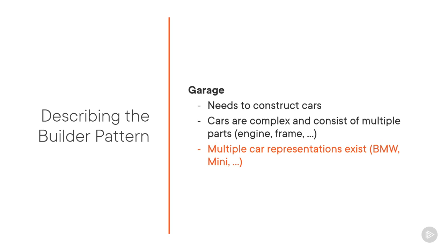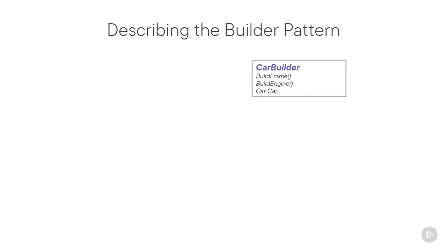BMW is a representation of a car, and Mini can be seen as another one. So we'll have a builder for a car, with on it methods to build the engine, build the frame and so on. And also a way to return a car, for example via a car property. Seeing we're returning a car, we'll also have a car class. On this class we'll have a method to add a part. For example, adding an engine, adding a frame and so on. How the car class adds and stores these parts isn't of importance for our pattern implementation.